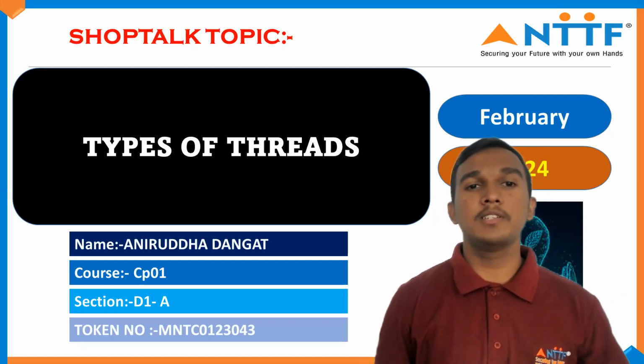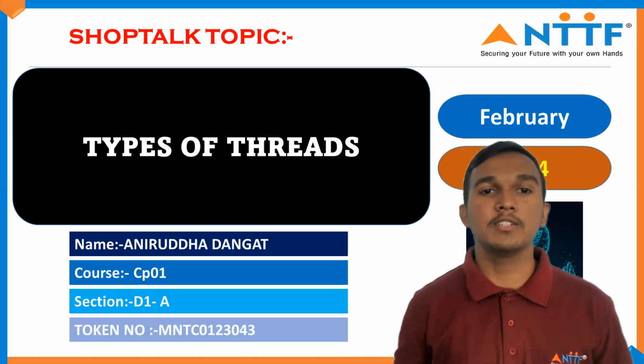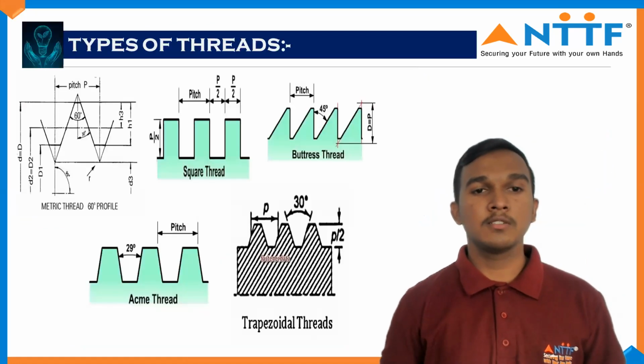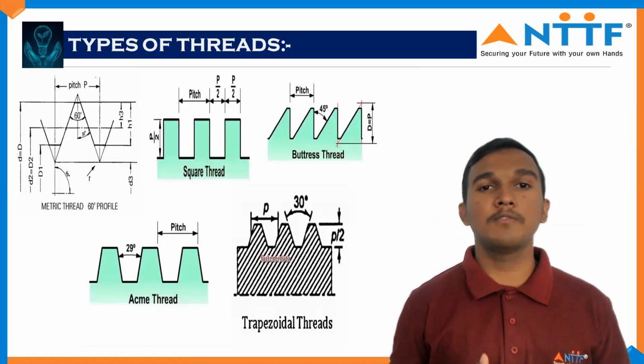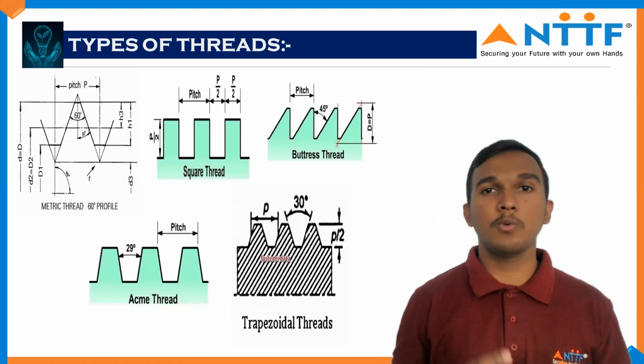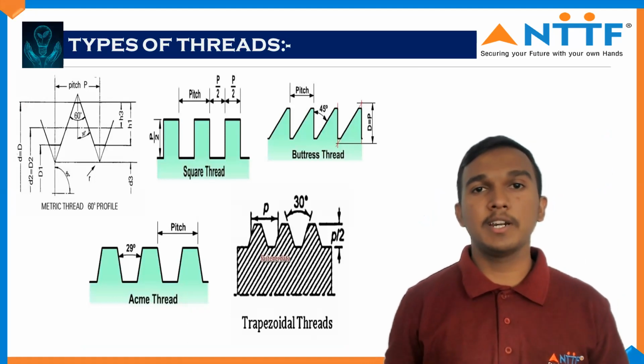So here I am going to present my shop talk. My shop talk name is types of threads. So let's see what the types of threads are. Here is the image of the types of threads. First is metric thread, square thread, buttress thread, acme thread and trapezoidal thread.